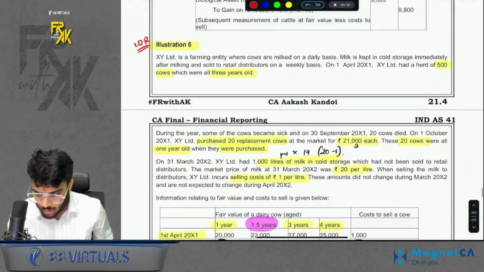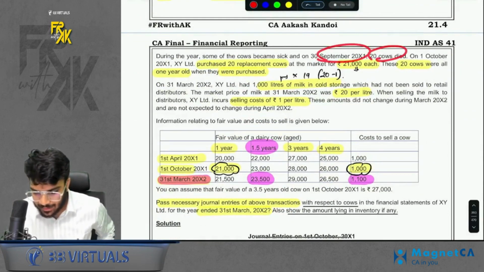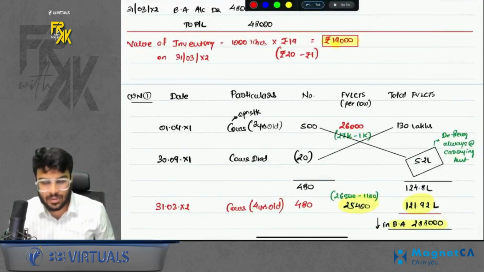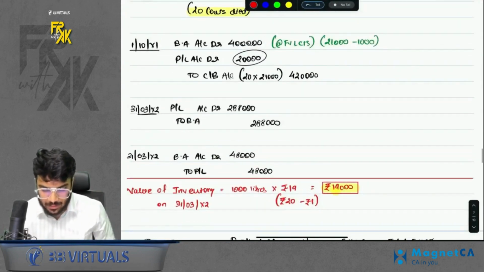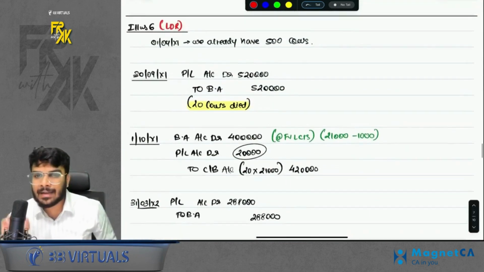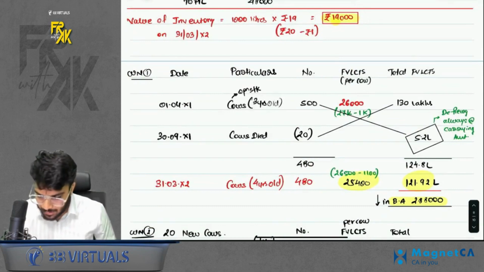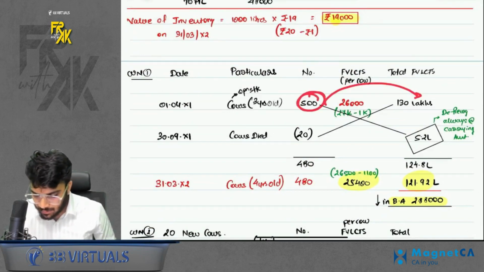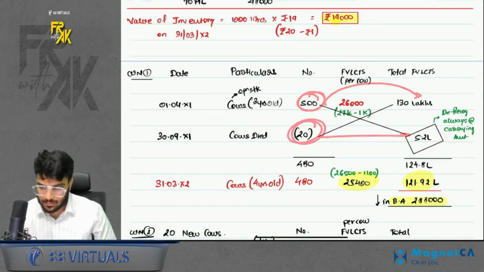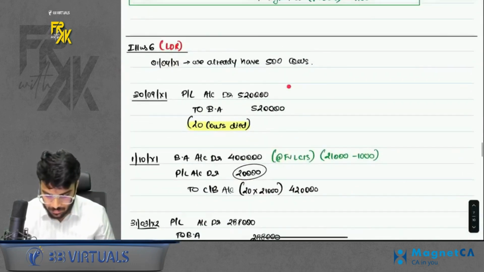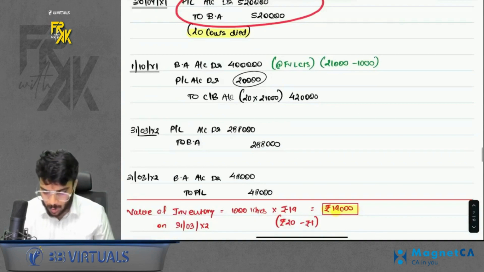Now what happened is, on 30th September, 20 cows died. So when a cow dies, it is a loss for you. And whenever it is a loss for you, the cows will be derecognized. And at what value will it get derecognized? It will get derecognized at carrying amount. How to find it? You can cross multiply and find. If 500 cows value is 130, what is the carrying amount of 20 cows? You will get 5.20. Because it died, it is a loss for you. Book it. Profit and loss to biological asset. Okay, so how many cows remain now?